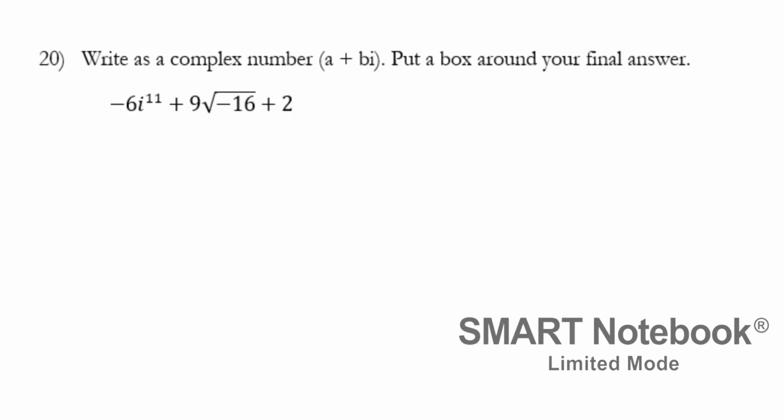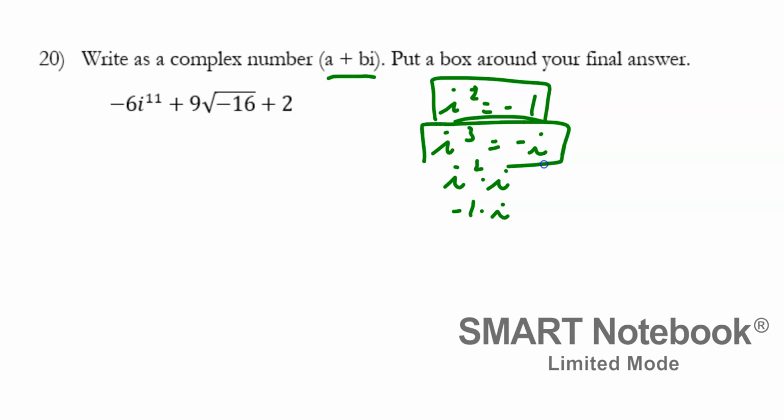Write as a complex number a plus bi. So this problem is here to remind you about another thing that might help you in calculus with imaginary numbers. To remind you, we know that i squared equals negative 1. That means that i cubed is going to be i squared times i, which is negative 1 times i. So we have negative i. This is important.